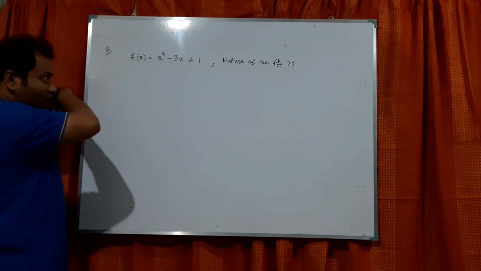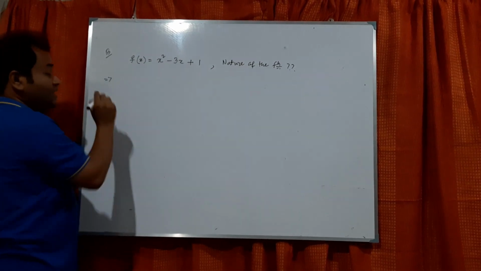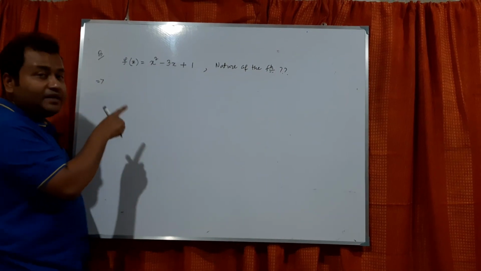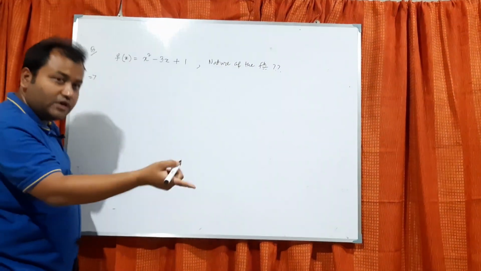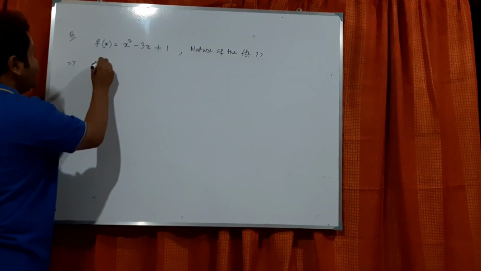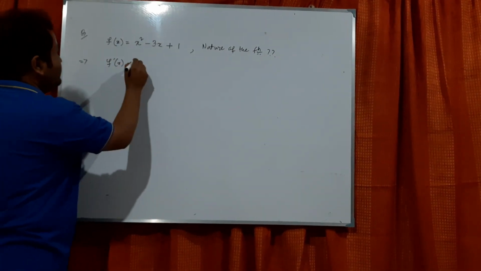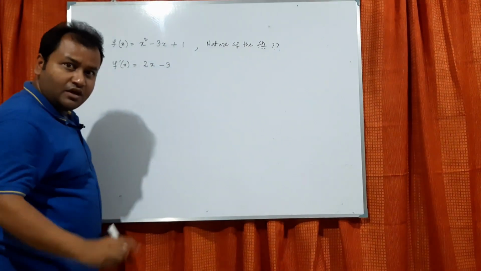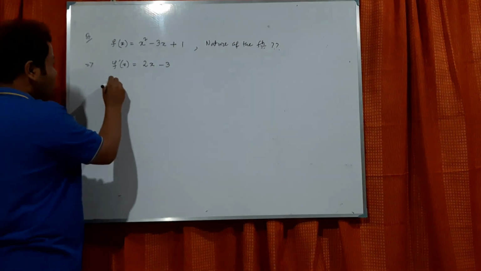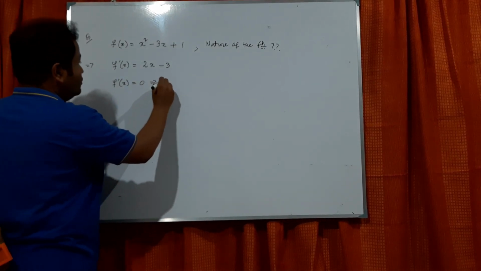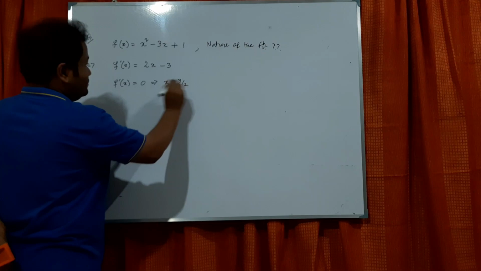So what will be the first job? See carefully. If you look into the theory part, we have considered f dash x equals to 0, greater than 0, less than 0. So first of all, you have to find f dash x. So what is f dash x? 2x minus 3. Now what is the next thing you have to do? F dash x equals to 0. So that will give you x equals to 3 by 2.